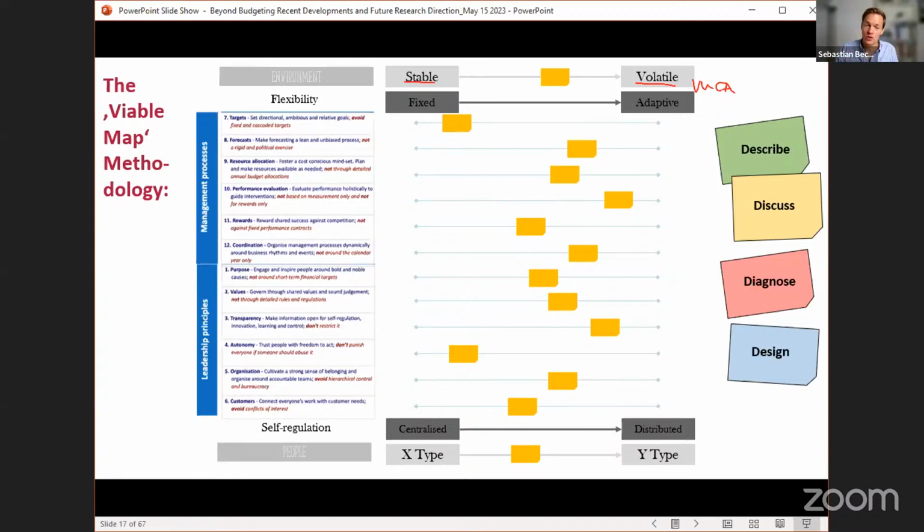And that's then the 4th thing you can do, which is design. You can then say, okay, I've now understood, diagnosed a misalignment, so now I have to change something. Maybe I should move away from individual targets to maybe team targets or company targets, or to abandoning variable compensation altogether. Okay, so these would be the 4 things that you can do with this viable map.